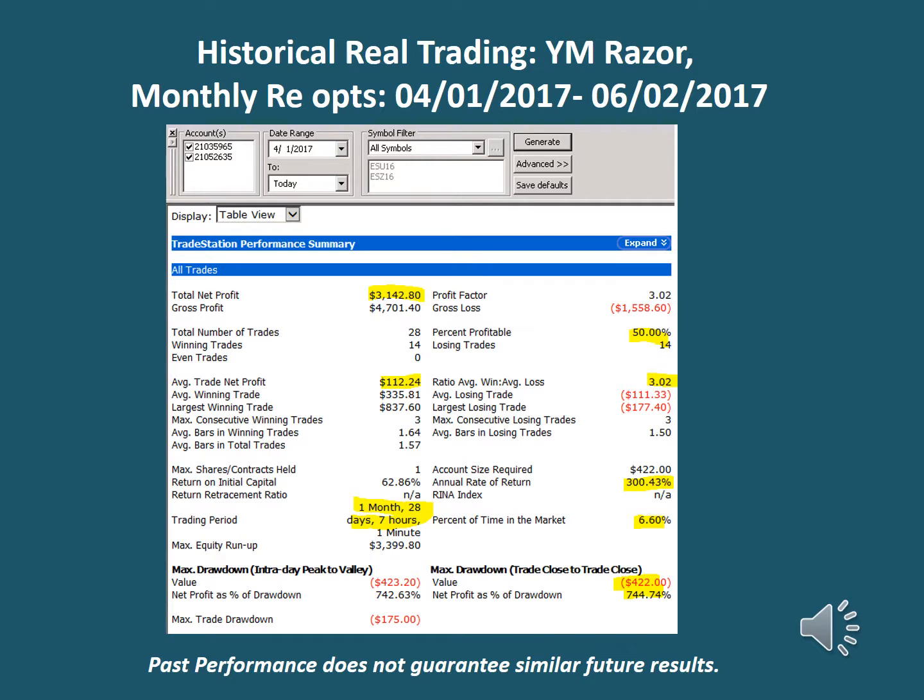The percent of time in the market is a little higher than what we've just been looking at, 6.6%. The drawdown ratio is 7.44 to 1. Drawdown's been less than $500. This is what I trade. This is the one I trade with my IRA and my automated account, and we'll just keep taking a look at it month by month and see where we go.